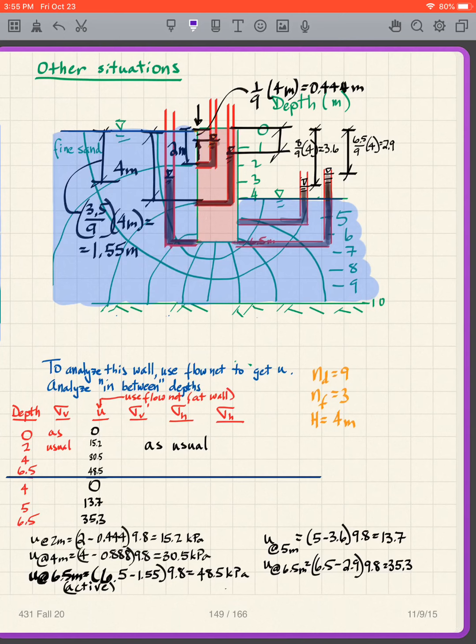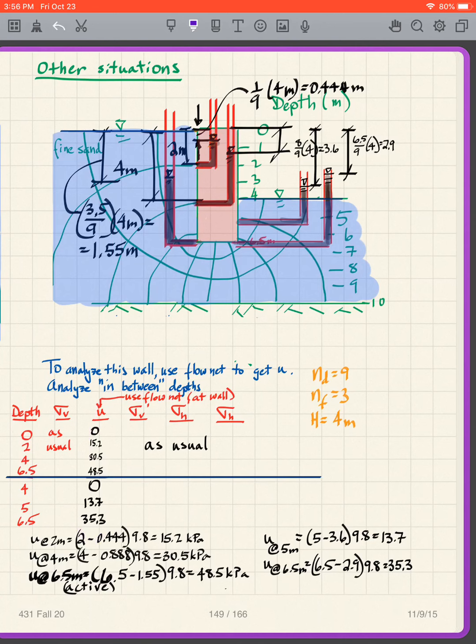And as I said, this is a little bit of a review, you can get from the flow net the pore pressures along the side of the wall. So, in other words, this is a little bit messy, so I apologize for that, but when we're doing our table of sigma v, u, sigma v prime, sigma h prime, sigma h, what goes in the u category? Well, what goes there comes from the flow net.